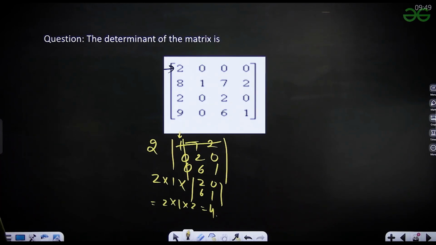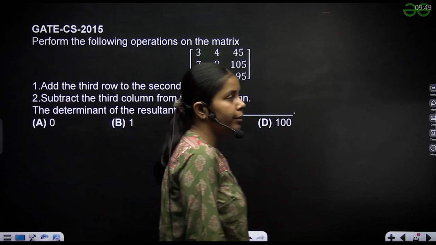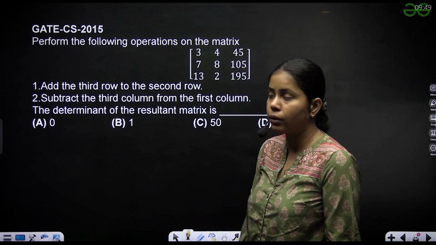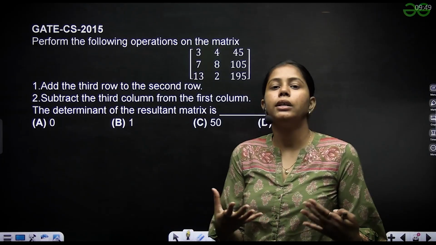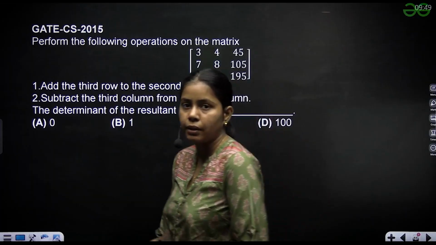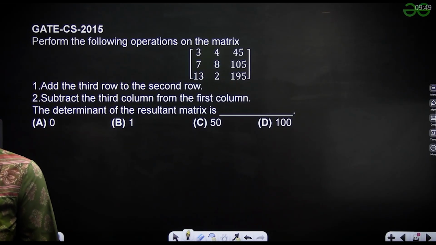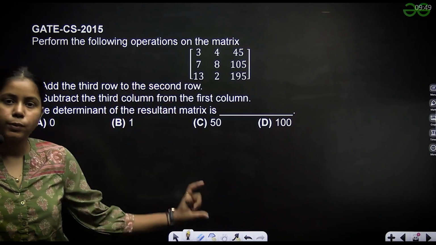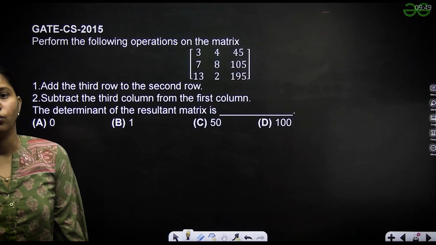Now let's see the next question. Perform the following operations on the matrix. We have been given a matrix. They are saying to add the third row to the second row, subtract the third column from the first column, and then find the determinant of the resultant matrix. So what would we do? Should we apply these 2 operations and find the determinant of whatever matrix we get? No, we do not do that.